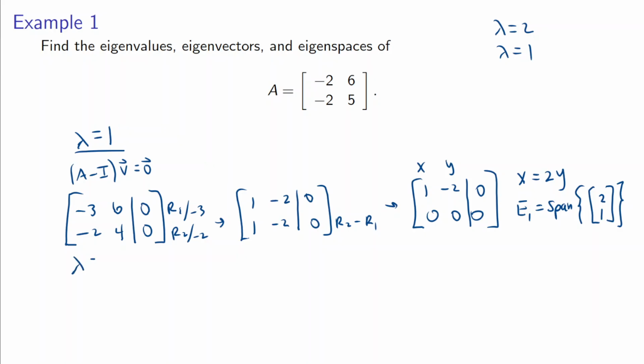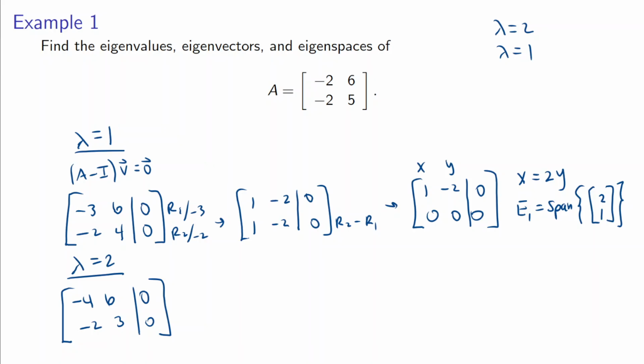Let's go to now lambda equals 2 and do the same thing. So we're going to subtract 2 from the diagonal of A. We're going to look at A minus 2I. So it would be -4, 6, and -2, 3. And again, we're going to augment that with the 0 vector. And so let's see here.